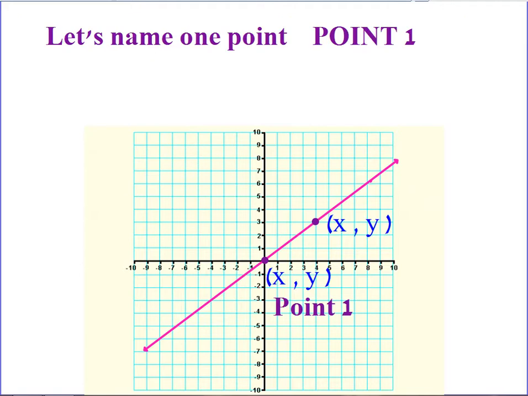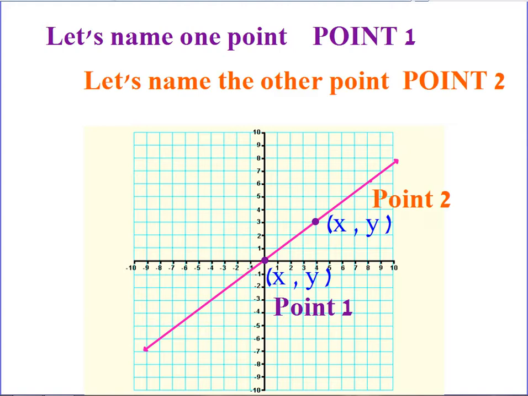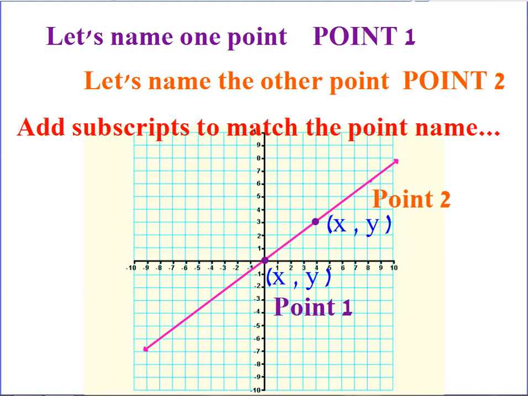First, we're going to name one of the points point 1. We're going to name the other point point 2. It totally does not matter which one you call point 1 and which one you call point 2. We're going to add subscripts to match our point names. So in point 1, I'm going to put x1 and y1. In point 2, I'm going to name that x2 and y2, so that I know which x and y came from point 1 and which x and y came from point 2.